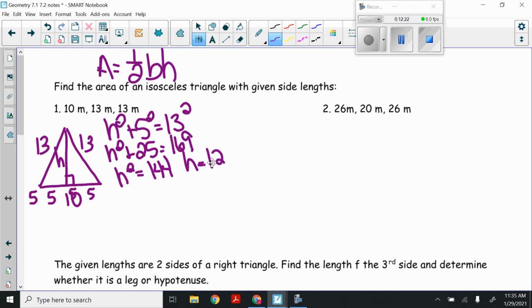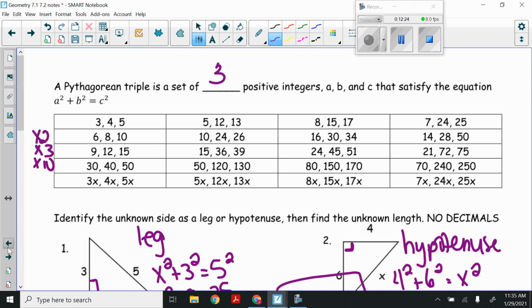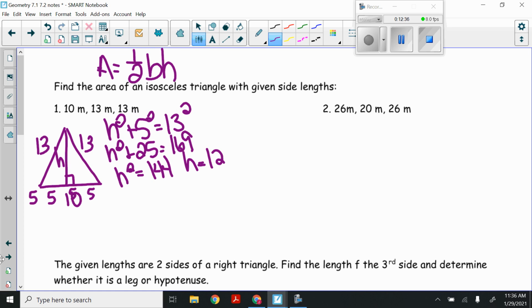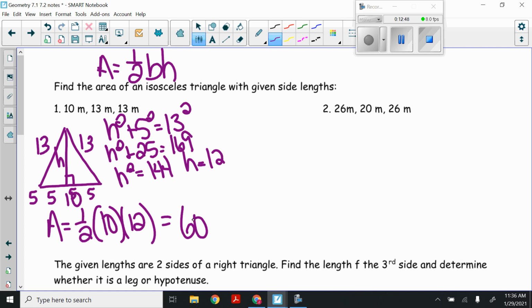5, 12, and 13, does that sound familiar? It should. Over here, right? One of our Pythagorean triples. So again, had I memorized or recognized that was a Pythagorean triple, then we would have saved some time there. So now I know what my height is. So now the formula. So the area is 1/2 my base, the entire base, which was 10, times the height, we just found out to be 12. So half of 10 is 5. 5 times 12 is 60. My units were meters, so square meters. So 60 square meters is the area of that triangle. Let's look at this one over here.